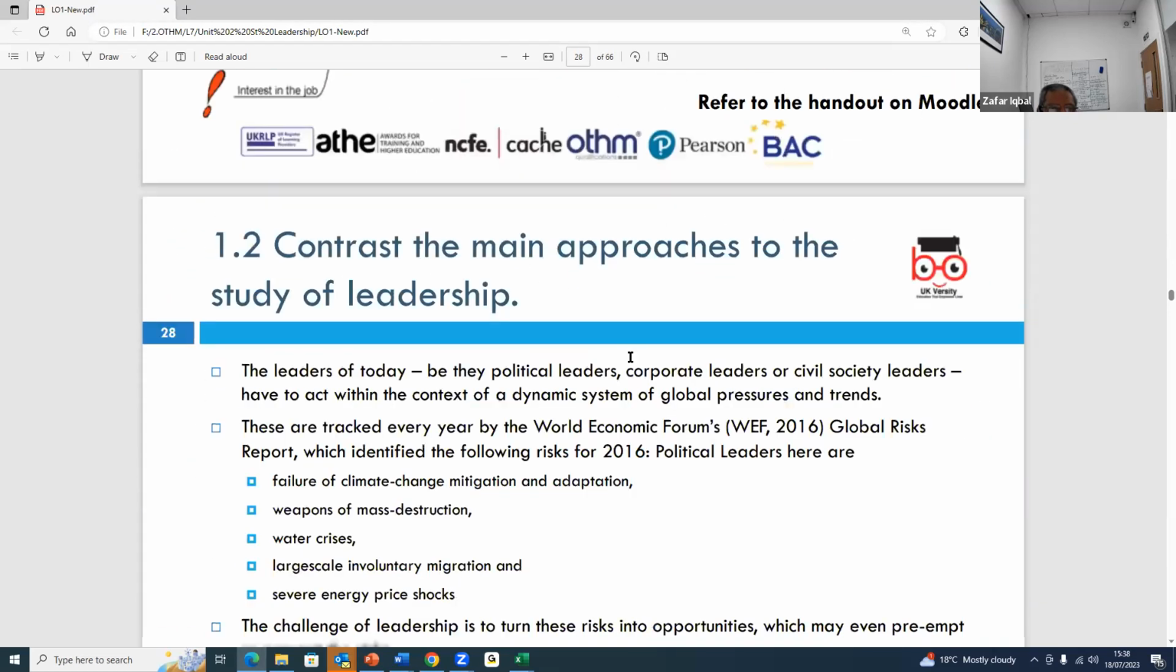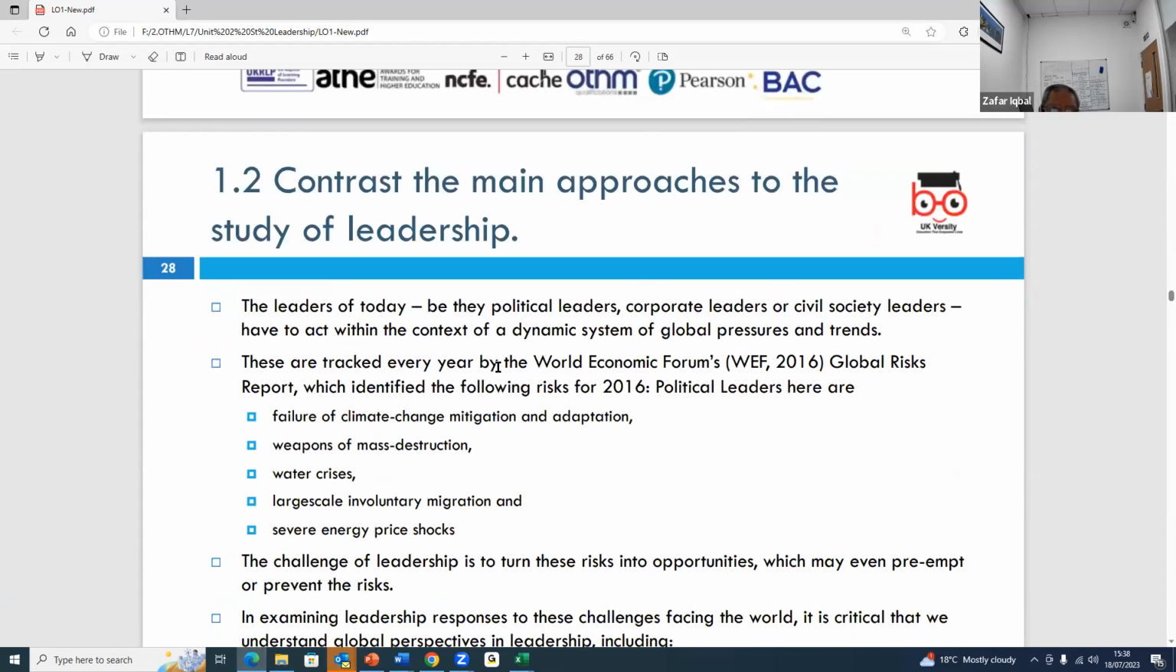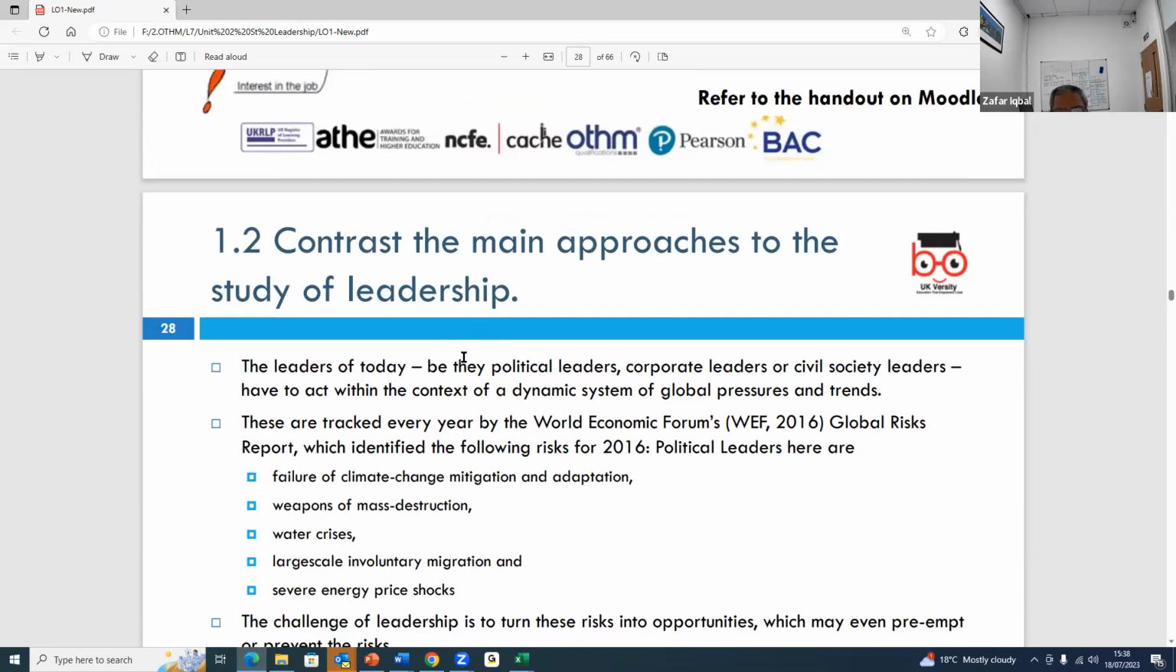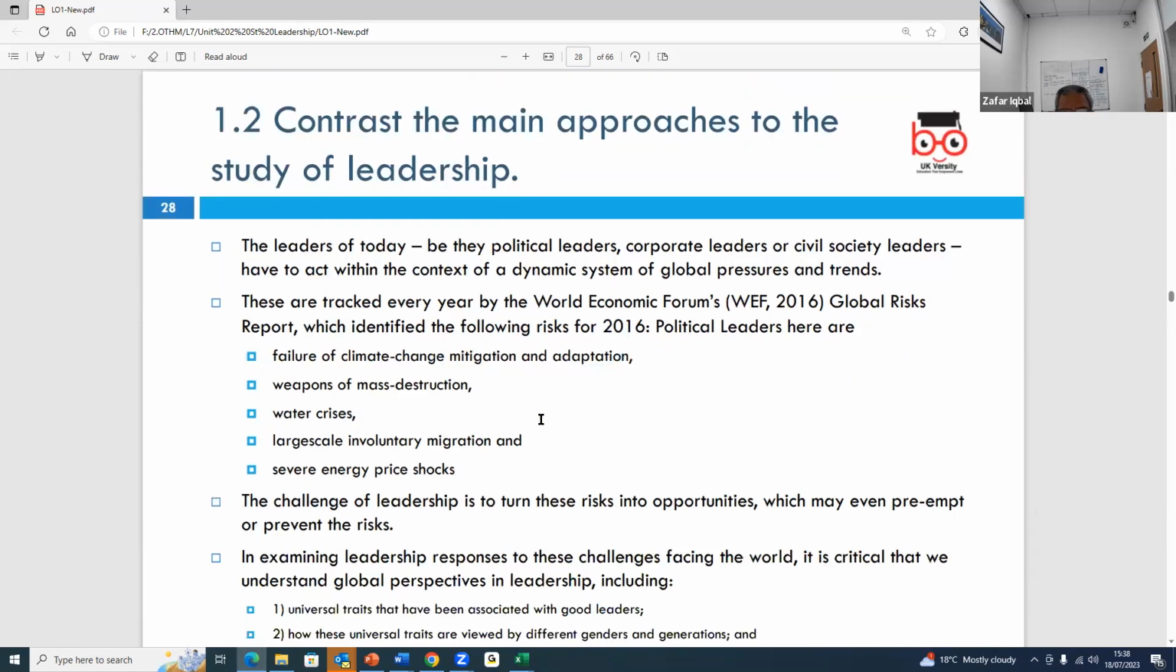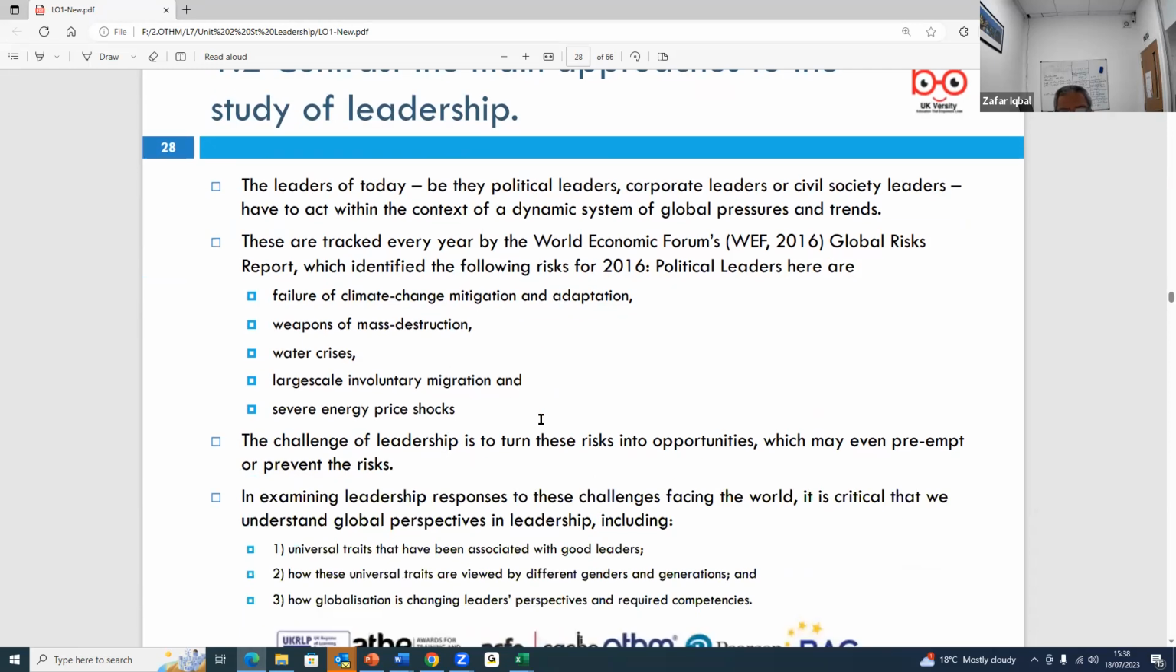Okay. Having looked at that, 1.2 asks you to contrast the main approaches to the study of leadership. Okay, so contrast the main approaches, i.e. compare and contrast. When we are talking about the leaders, the managers, the corporate leaders or society leaders, we can look at the differences between them throughout the world, how they compare to each other.